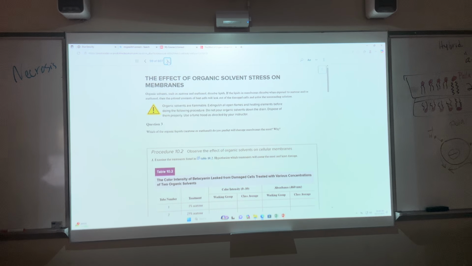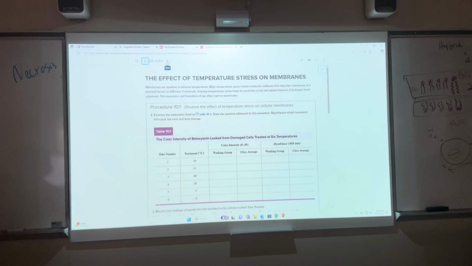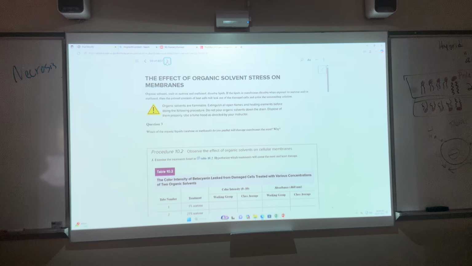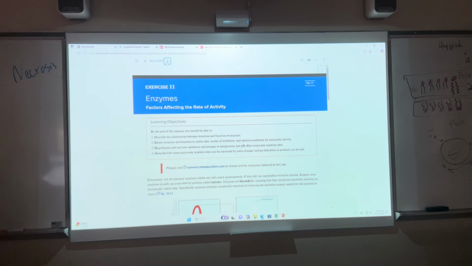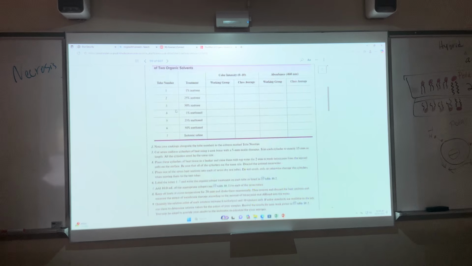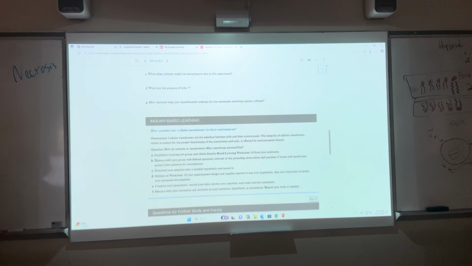We have the second procedure, 10.2, which is going to be the effects of the organic solvent. So first we're going to look at the effect of temperature, then we're going to look at the effect of the organic solvent, and that's going to be it for today.